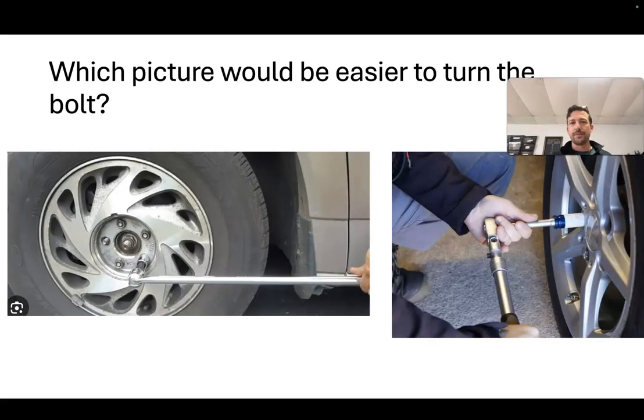Which picture would be easier to turn this bolt? If you have a car tire iron and you're trying to take a bolt off, would you rather have this wrench, or would you rather have this wrench? The answer is this wrench. The reason is because the longer you make this lever, the easier it is to turn it, the more force you have when you turn it. Okay?